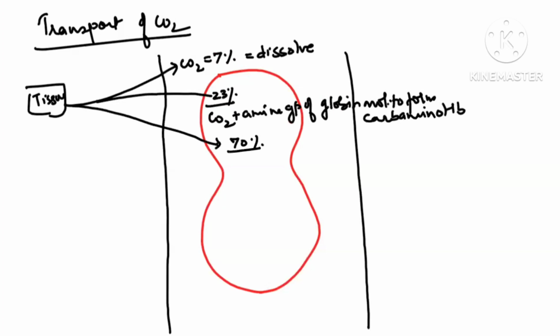70% of carbon dioxide will combine with water in the presence of an enzyme, carbonic anhydrase. Please focus, this is the enzyme present in the greatest quantities inside the RBC, but few quantities are present in the plasma also. This is known as carbonic anhydrase. It will combine to form H2CO3, which breaks down to form H+ and HCO3-.